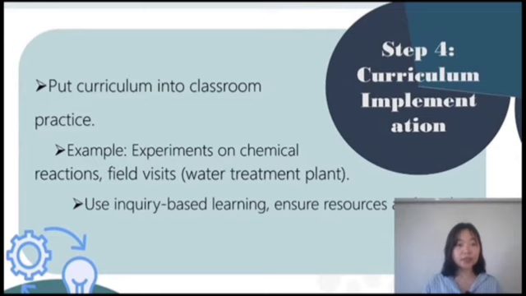Step 4 is curriculum implementation. Now comes the real action, that is implementation. This is when the curriculum is actually used in classrooms. In science, that might look like teachers guiding students through chemical reaction experiments, arranging a field trip to a water treatment plant, or using inquiry-based lessons to spark curiosity. Of course, this works best when teachers are well prepared and resources like lab tools or multimedia are available.